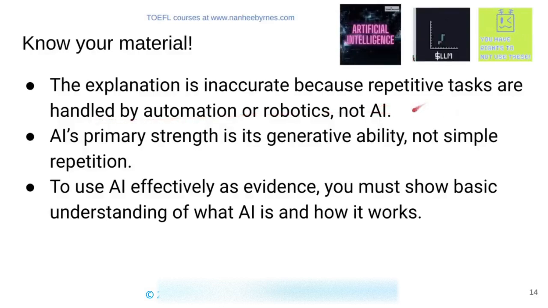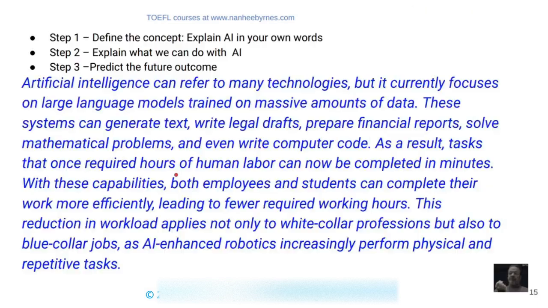To use AI effectively as evidence, the writer must demonstrate at least a basic understanding of what AI is and how it functions. This is how proper topic development should work. First, define the concept in your own words. Then explain what we can do with AI and predict the future outcome using AI. This is strong topic development for the body paragraph.